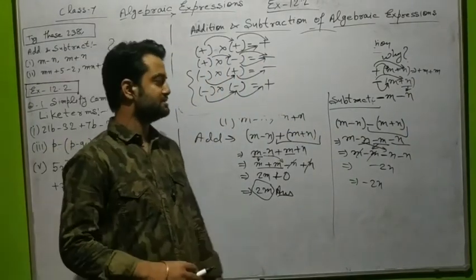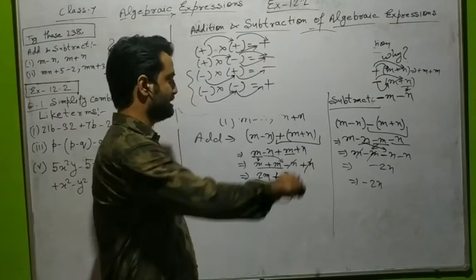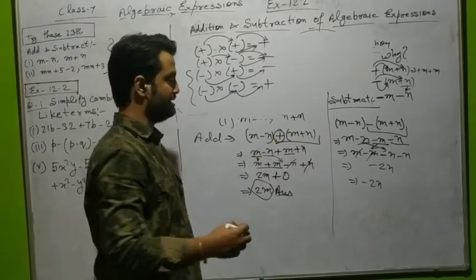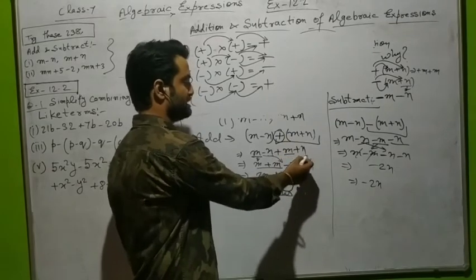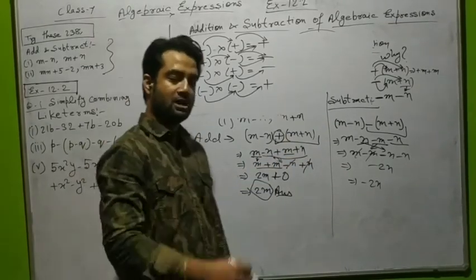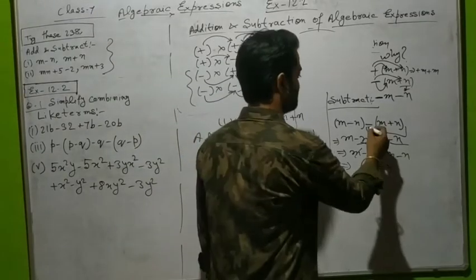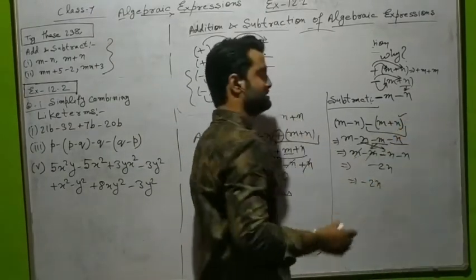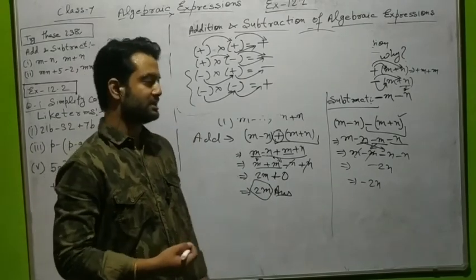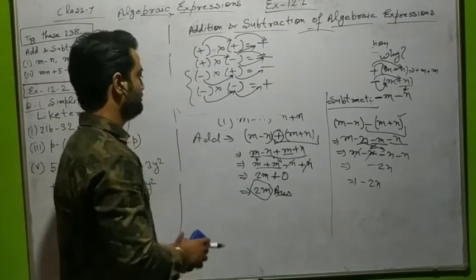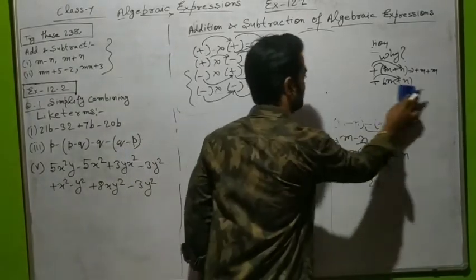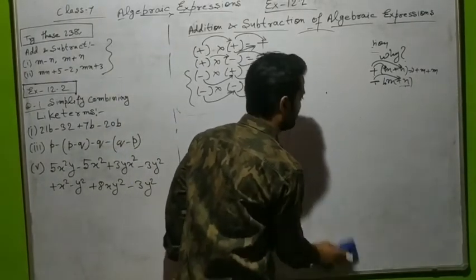So this was the reason why, when outside the bracket there is a positive sign, the elements do not change their own sign, they retain their original sign. But when outside the bracket there is a negative sign, the elements inside the bracket change their sign. So this was the try these question, first one. Now we will solve the second one. Hope you understood the concept well. If not, you can see the video again.